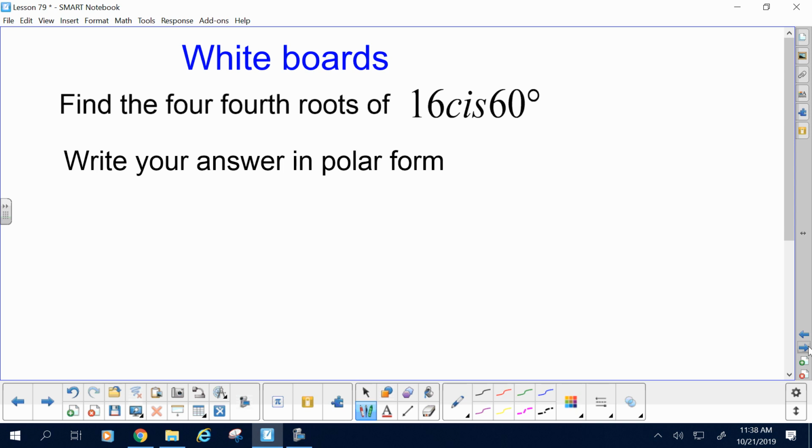Do I need to convert anything, or is it already good to go in polar? Good to go. What does 4th root mean? What power? Okay, 1/4 power. So what do I do with the 16? To the 1/4 power. Yes, true. And what is 16 to the 1/4? 2. And what about the angle? Do you take it to the 4th or divide it by 4?